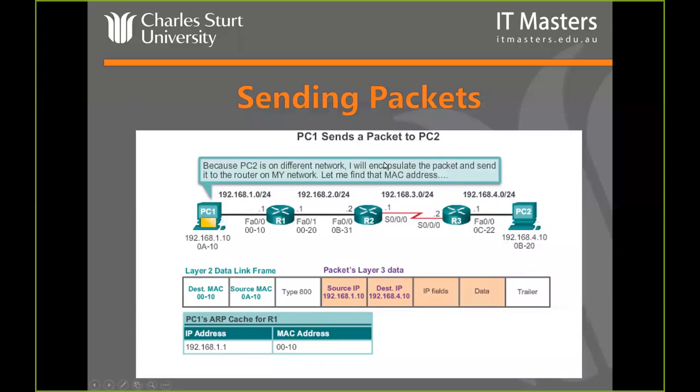PC1 needs to see PC2. PC1 knows, based on the IP address that it's sending to, that PC2 is on a different network. So it encapsulates the packet and sends it to the default gateway on its network. In other words, we know our end devices have a default gateway, and that's the device that we send our packets to if the destination we're sending to does not exist on the same network as we're currently on. So PC1 sends it to router 1.